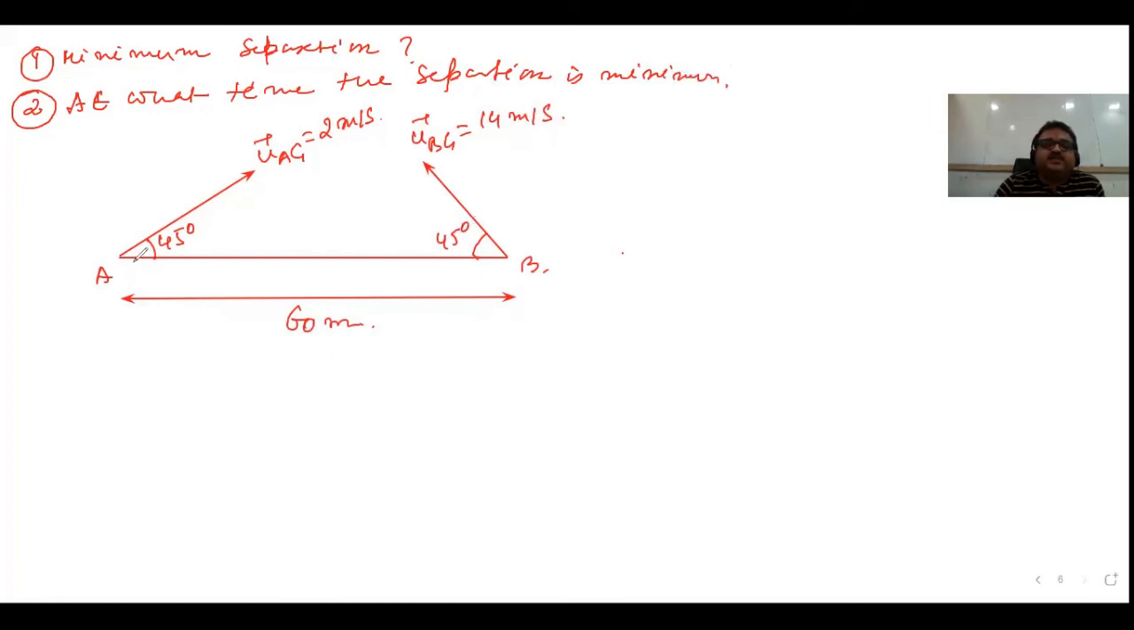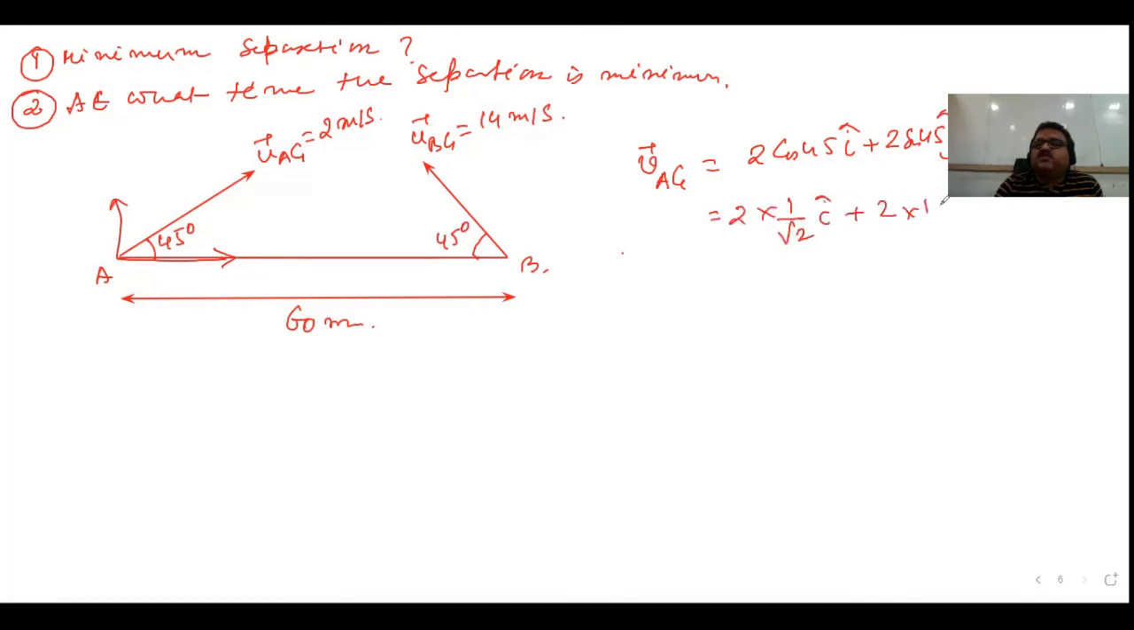Okay, let's start solving the problem. So what I'm doing here, again, velocity of A with respect to ground is what? It has two components: 2 cos 45 degree i cap plus 2 sine 45 degree j cap. What is cos 45? 1 by root 2 i cap. What is sine 45? 1 by root 2 j cap. If I take root 2 common, it is only i plus j.